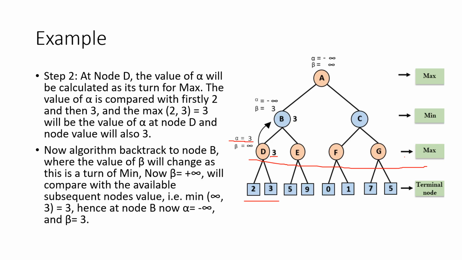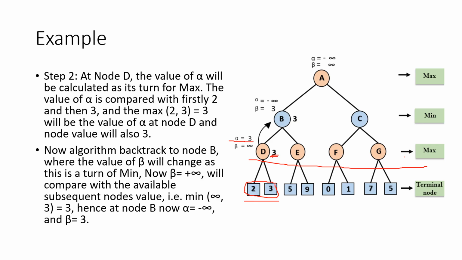Alpha's initial value is minus infinity. It will compare minus infinity and the maximum value of 2 and 3, that is 3. So 3 will be the maximum. 3 is greater than minus infinity, so alpha will be updated. So here alpha is equal to 3 and beta has no change. A max node will update only alpha, and the minimax value is 3. And this minimax value will propagate upwards.